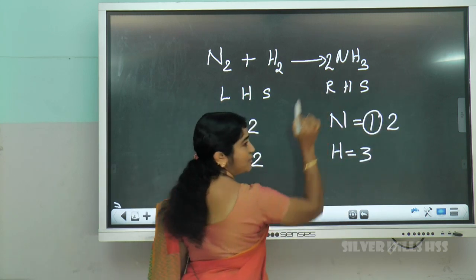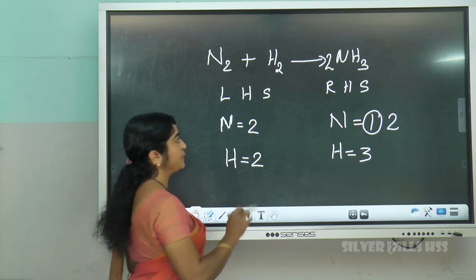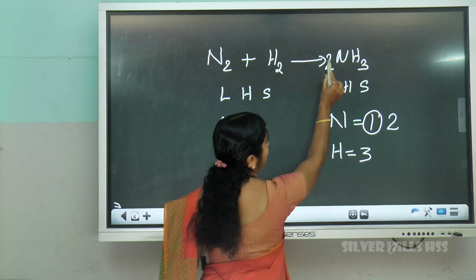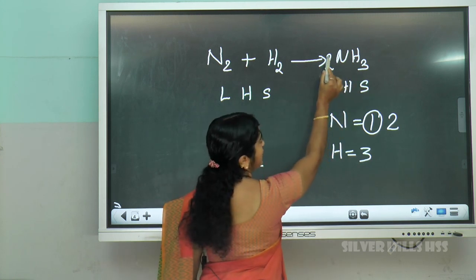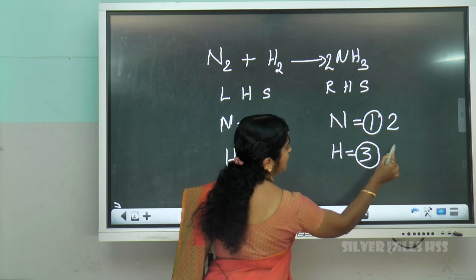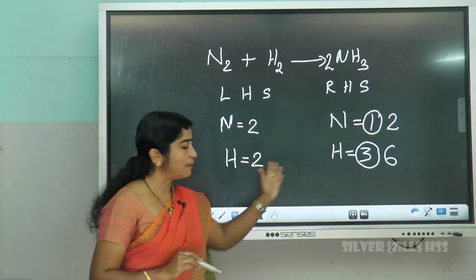What happened to hydrogen? The number of hydrogen atoms changed. To get the number of hydrogen atoms, you have to multiply this 2 into 3. So now the number of hydrogen atoms is 2 into 3, that is 6. Hydrogen became 6. Now hydrogen is not balanced.